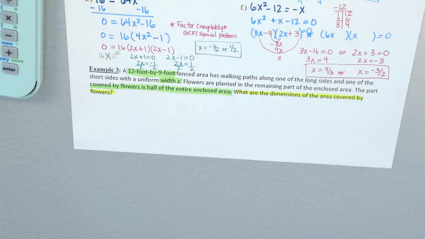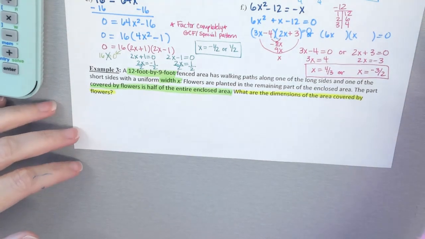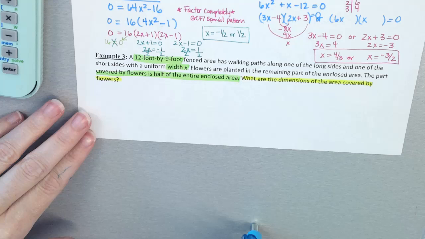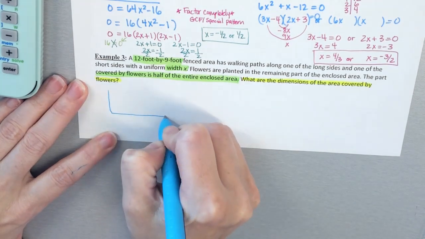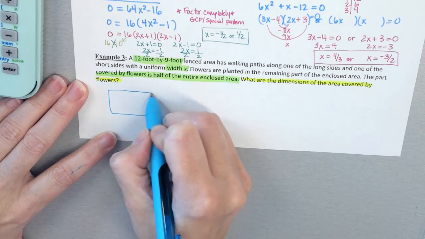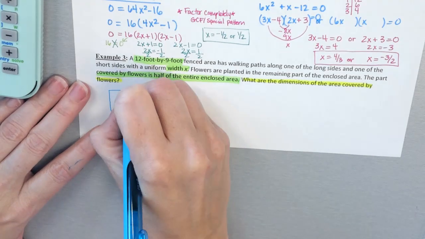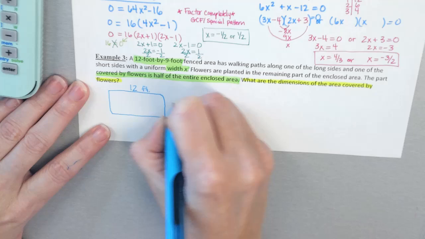Okay, there's a lot of information in there. So a good way to tackle these problems when you have a lot of information is to draw a picture of what's happening. So that's what we're going to do here. So you have a fenced in area, and it doesn't have to be to scale. Mine is not. Okay, and you know that it's 12 feet by 9 feet.